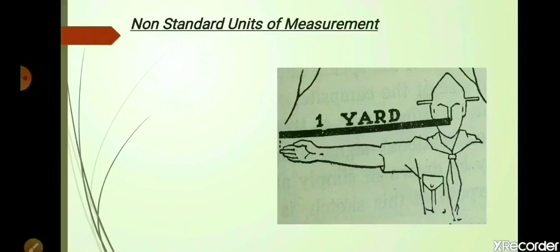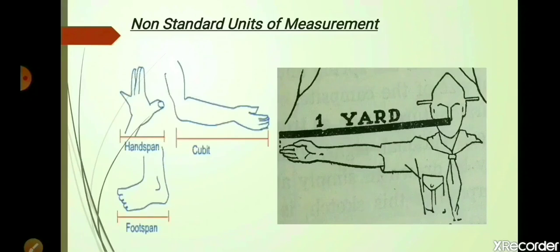We'll discuss a few non-standard units of measurement which were used earlier, and we still use them sometimes, like the concept of yard. The length of the yard was taken to be the length between the nose and the tip of the middle finger with the arm stretched out. We also had some non-standard units like hand span, the length between the thumb and the little finger, then cubit, which is the length between the elbow and the tip of the fingers, and foot span. So all these measurements you have probably seen in usage.